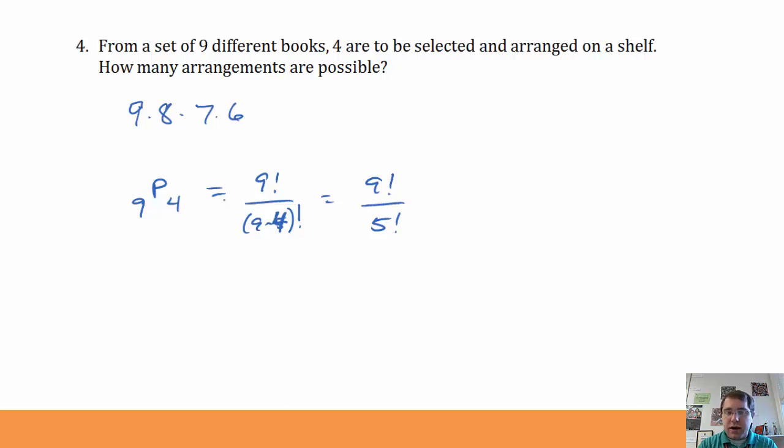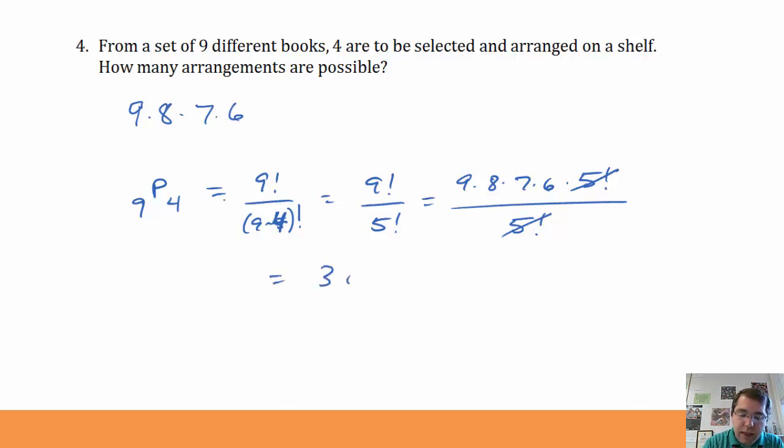Now, is that actually easier to work out than 9 times 8 times 7 times 6? No. But if you have big numbers, you can write it out like this, and then notice that if 9 factorial is 9 times 8 times 7 times 6 times 5 factorial, then I'm dividing by 5 factorial, I can cancel the 5 factorials and get the 9 times 8 times 7 times 6 that I need. All right? Well, what is 9 times 8 times 7 times 6? That's 3,024. There are 3,024 different ways that I can take those 9 different books, choose 4 at a time, and arrange them on a shelf.